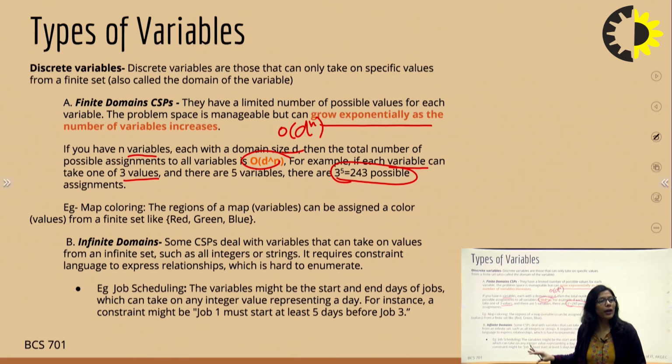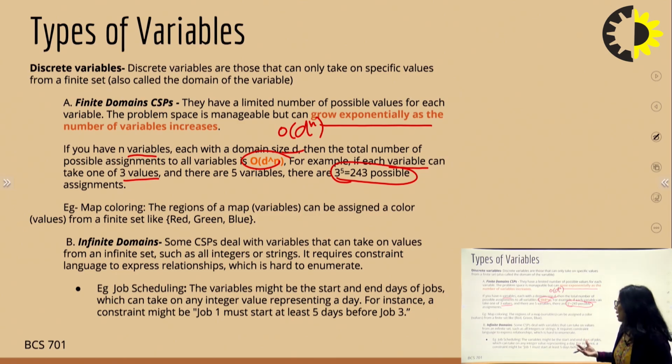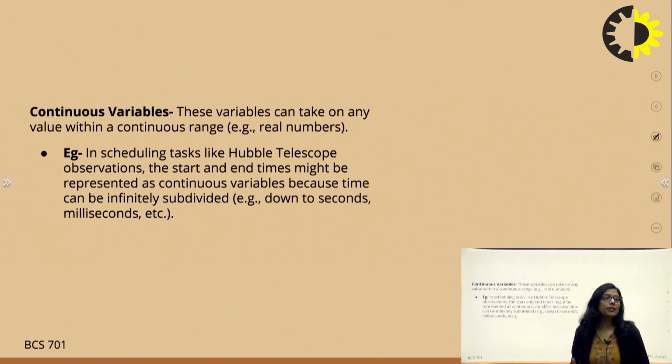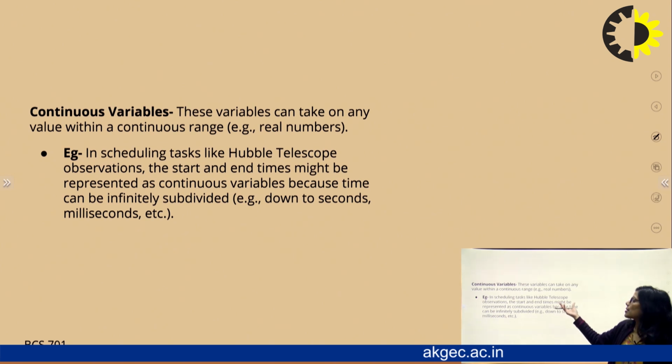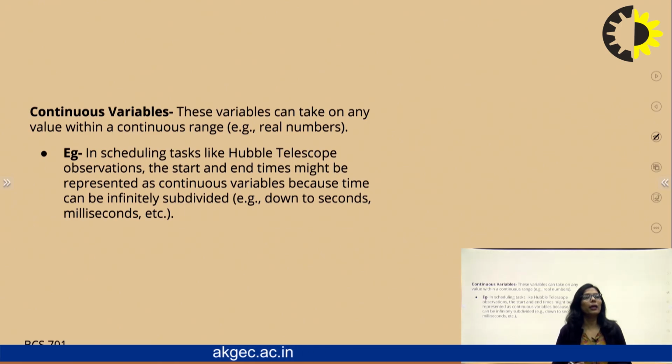And for the infinite domain, the domain could be anything, any integer values, for example string or integer. An example is job scheduling. Next are the continuous variables, where the variable can take any real value. So it could be an infinite range. For example, scheduling a task in a Hubble telescope observation, where the start and end time might represent a continuous variable, because time can be infinitely subdivided into smaller parts.